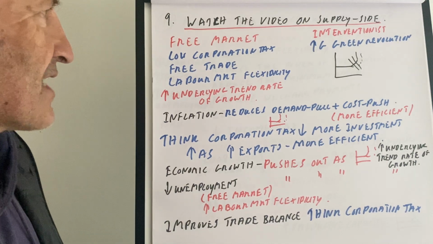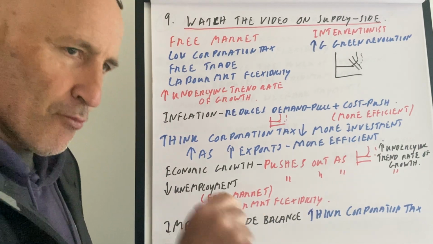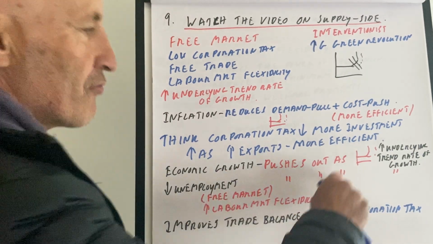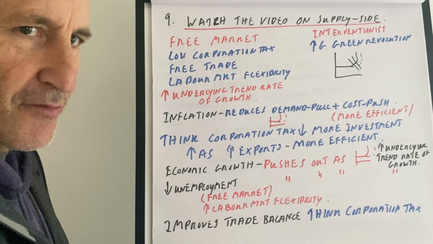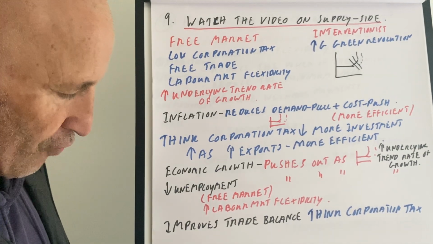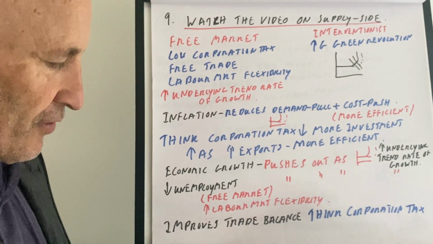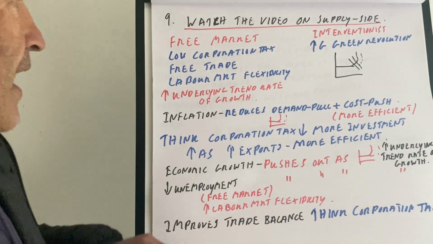Think corporation tax again. So low corporation tax, more investment, more efficiency, more exports, greater underlying trend rate of growth, less demand pull inflation. Okay. So remember, supply side economics can solve all of your problems. And that's why in an examination, it's one of the more favourite policies to always talk about.